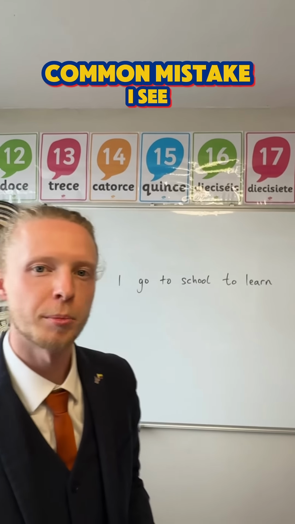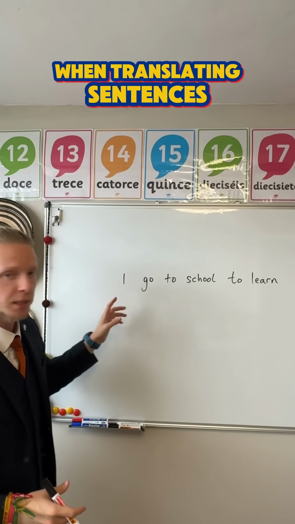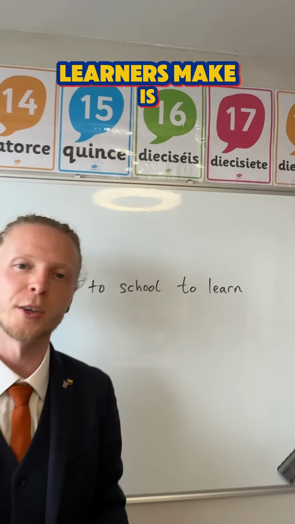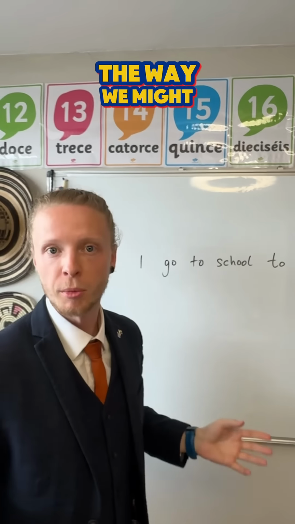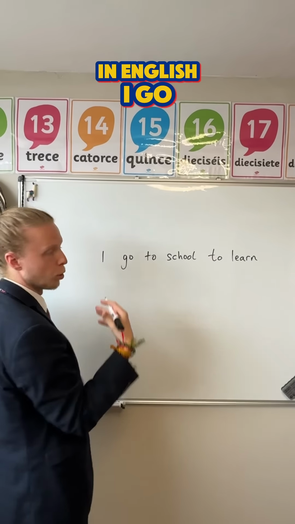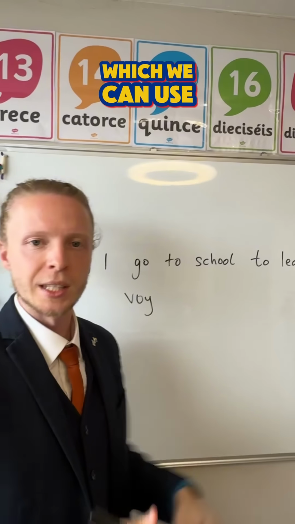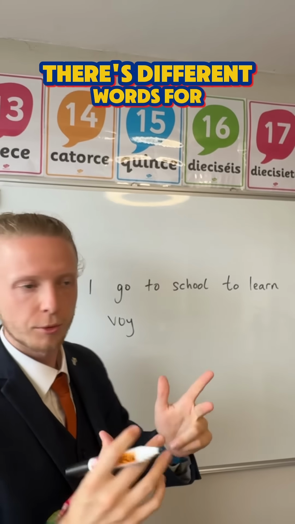In Spanish, a really common mistake I see is when translating sentences like this one: I go to school to learn. Now, the mistake that learners make is they think about this the way we might think about it in English. I go, yo voy, or I could just say voy, to school, which we can use instituto, escuela, colegio. There's different words for school.